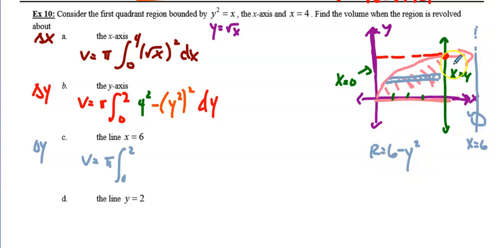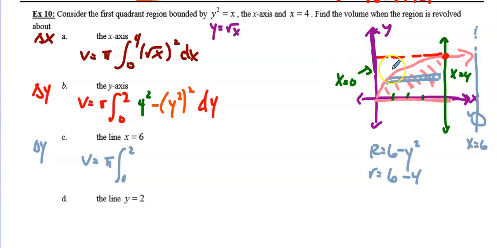So this big R is going to be 6 minus y squared. And so that's what the big R is going to be. Little r is going to be this distance right here. Again, it's always the axis of rotation and the curve that's closest to it. And because the axis of rotation is on the right, we're going to do right minus left, and our left-hand curve is going to be 4.